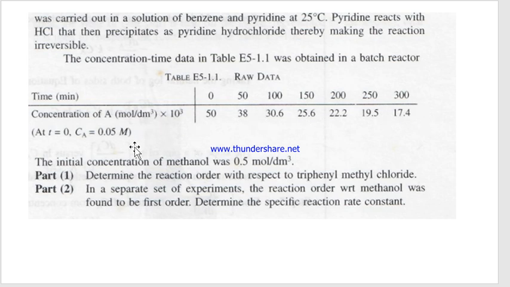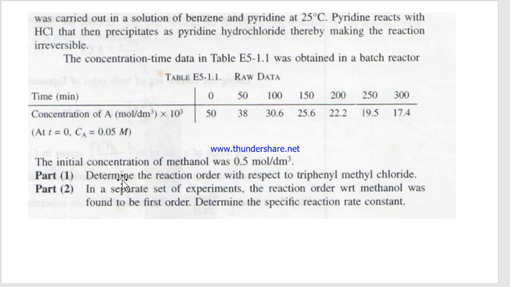Then the second reactant, which is the methanol, it was initially at 0.5. So one thing you will notice is that the triphenyl is at 0.05 initially, and the methanol was at 0.5, which means the methanol was far larger than the triphenyl at the initial stage.